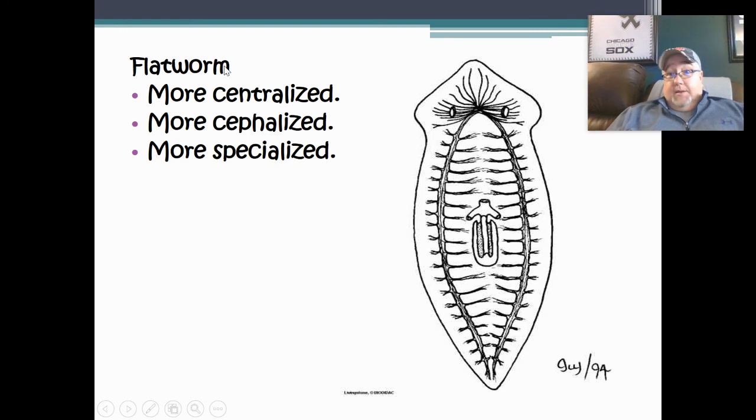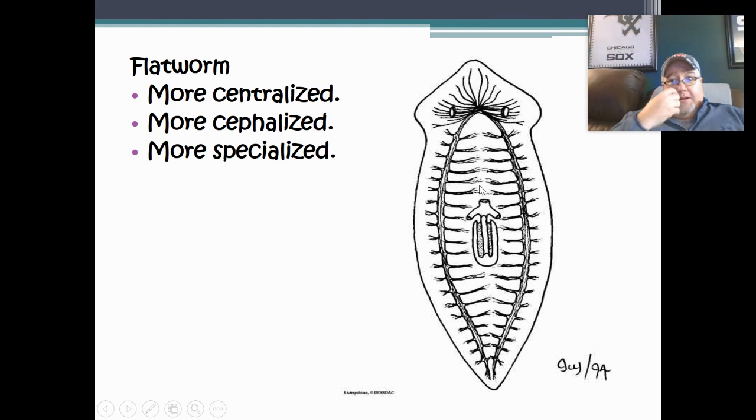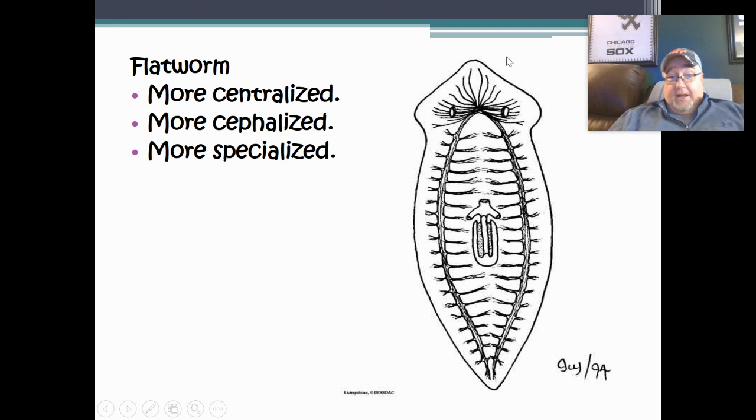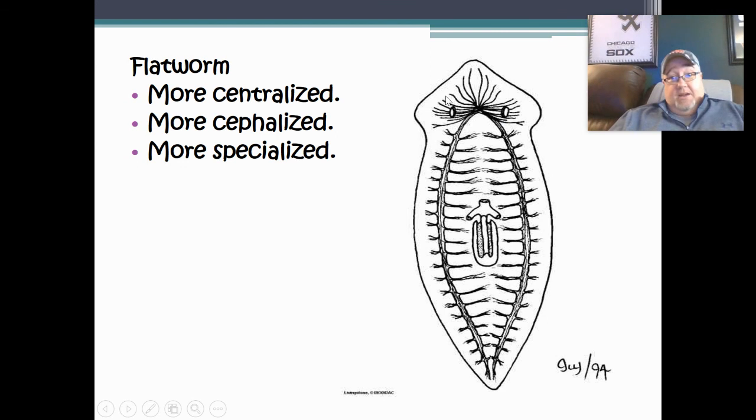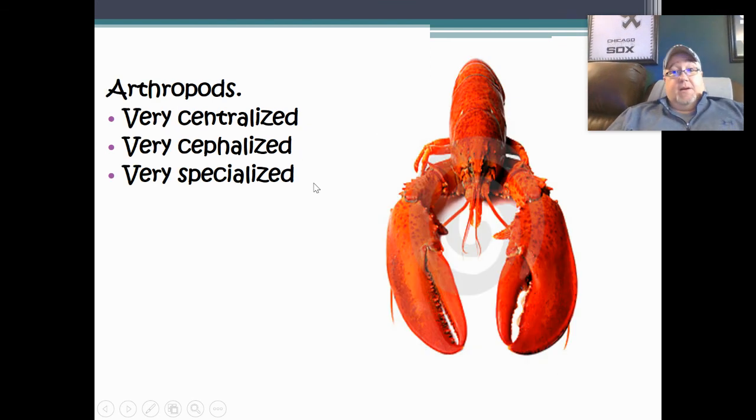A flatworm, this is a planarian worm here. This animal is a little bit more centralized. You can kind of notice that in the middle of the body here, you start to see some nerve endings forming. They're cephalized. You can definitely tell that they have a head area, and they're more specialized. These guys even have little eyes. These are specialized organs that help them pick up things from their environment. They can detect changes in light intensity, so they can move towards where there's light, which might mean there's food there.